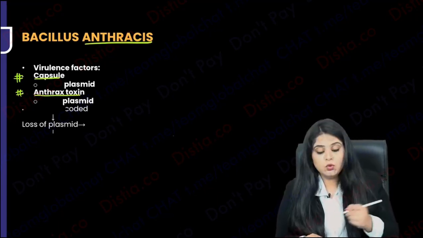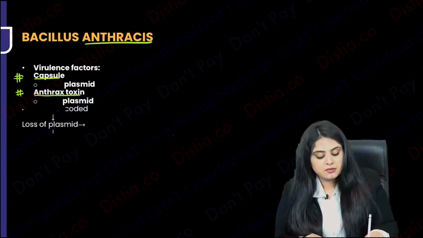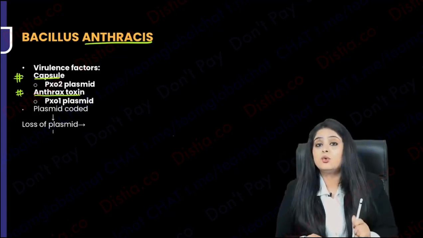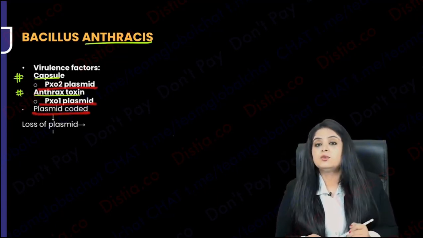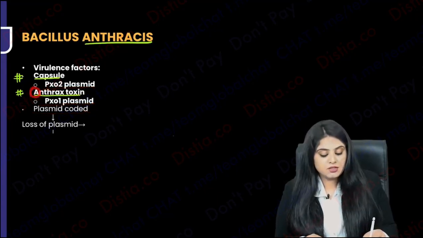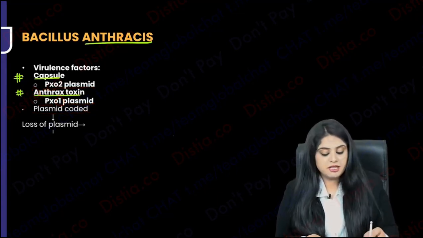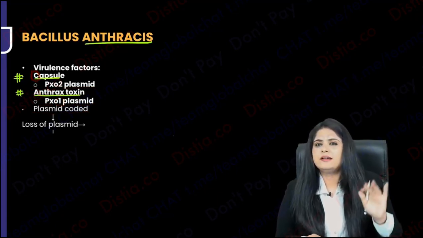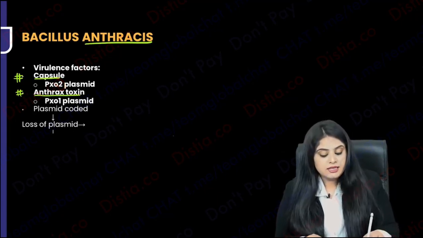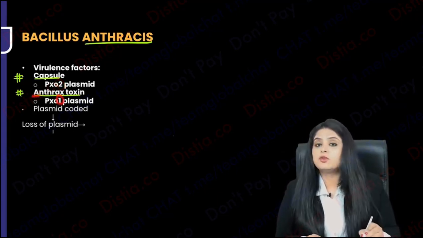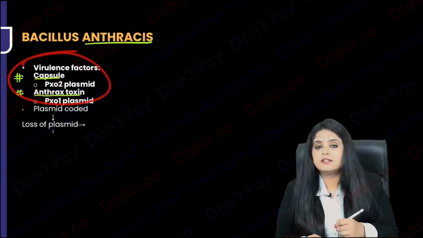So my first question is, who codes for it? Remember, there are PXO1 and PXO2. What are these? These are types of plasmids. Remember, for anthrax, A is the first alphabet for the toxin, and the capsule is second. So PXO2 is for the capsule and PXO1 plasmid is for the anthrax toxin. So both of these virulence factors are plasmid coded.